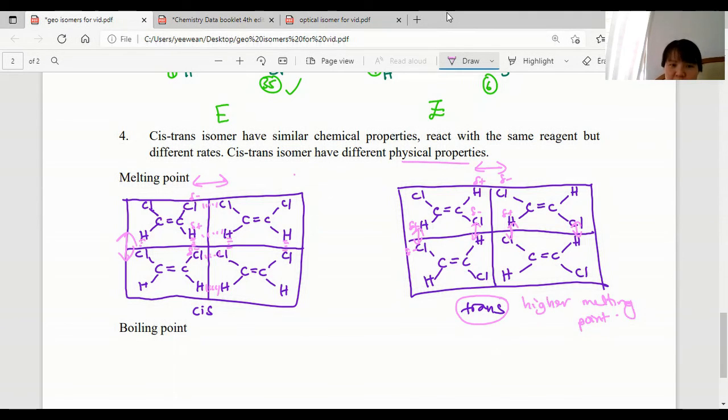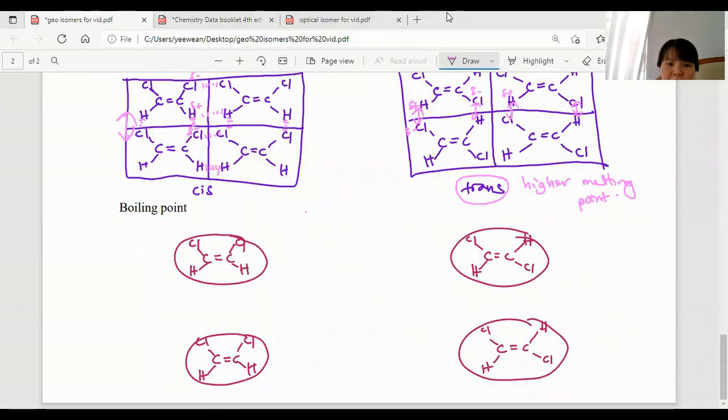Now I'm going to compare the boiling point. For boiling point, they're in liquid form, so I'm not going to draw like this in this nicely arranged manner. I'm just going to mess it up a little bit. Now, under chemical bonding, you learn about dipole moments, whether a molecule will have a dipole moment or not. If the pulls of electrons cancel out each other, then they've got no dipole moment.